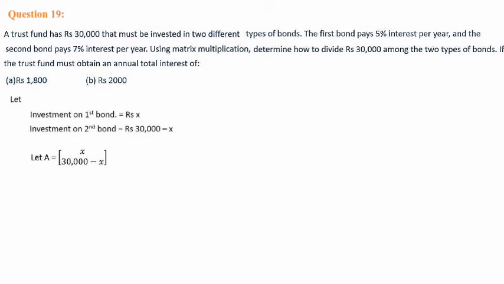And we are taking the first matrix as the amount which they are planning to invest, and we will be writing it as a column matrix. So X is the first element, 30,000 minus X is the second element. They are investing X amount and 30,000 minus X is another amount, and the first element is for the first bond and the second element is for the second bond. This we are writing in a column matrix.